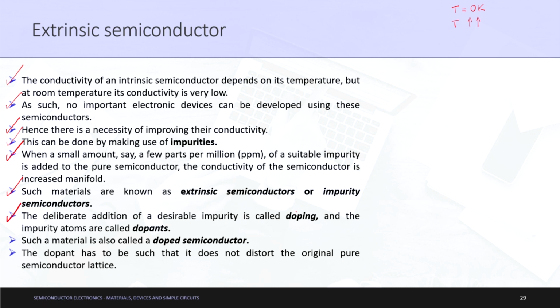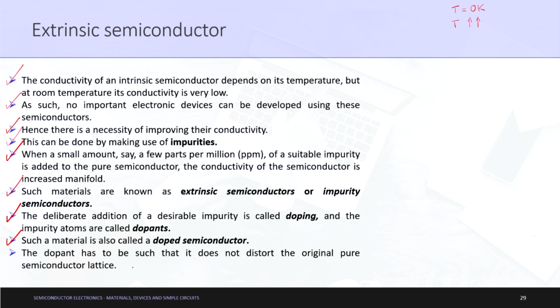You just need to remember, because if a new terminology comes, what is doping, you should know that it is nothing but a deliberate addition of a desirable impurity. Okay. Please remember, it is desirable impurity. If you add anything, it will not work as an extrinsic semiconductor. Such a material is also called a doped semiconductor, because doping is being done. So, the name or the application of the semiconductor lies in the name only.